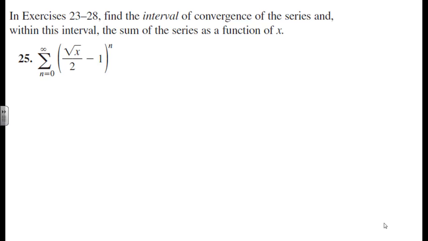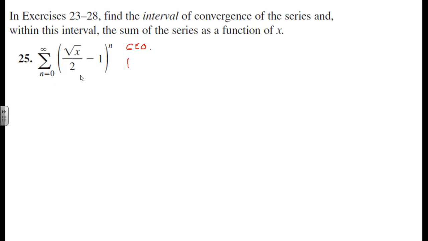Here's problem number 25. We're asked to find the interval of convergence for this series. And I think what's important to note here is that we've got a single thing raised to the nth power. This is going to be a geometric series. And because it's geometric, and because the geometric properties are easier to work with than, let's say, the ratio test, we should do that.